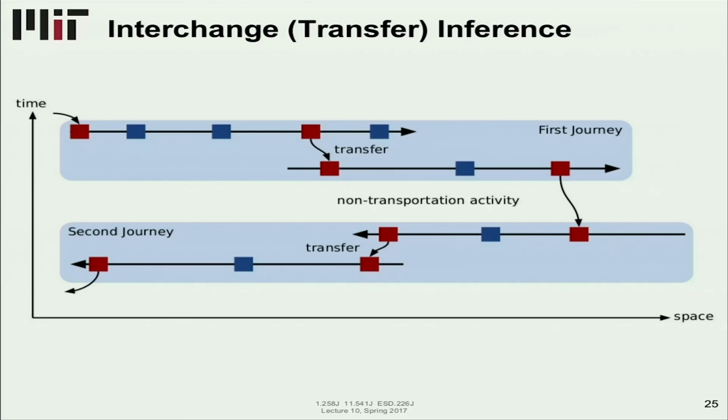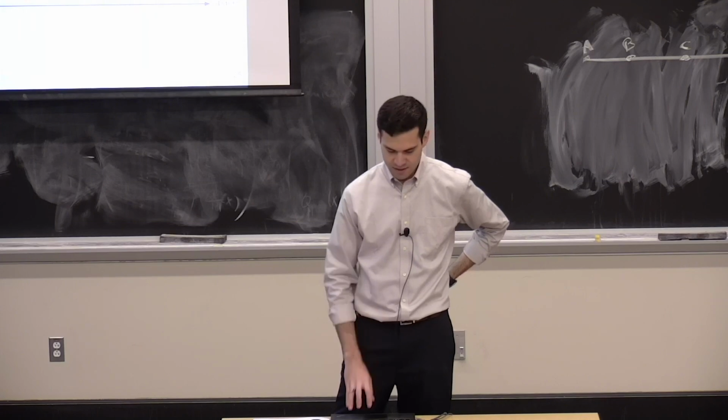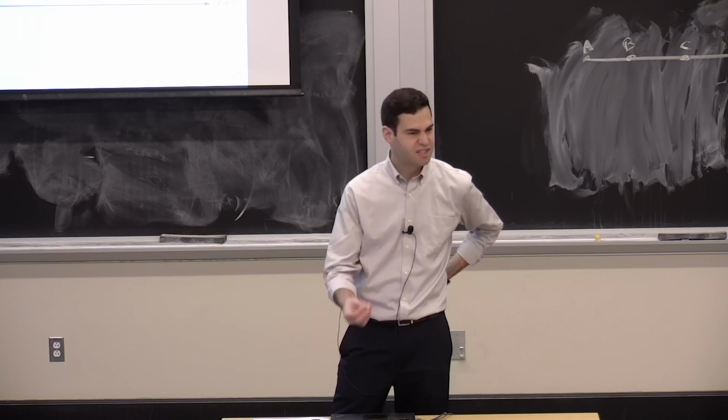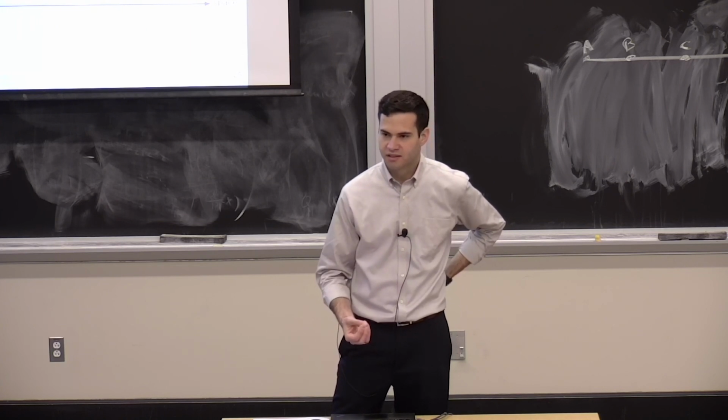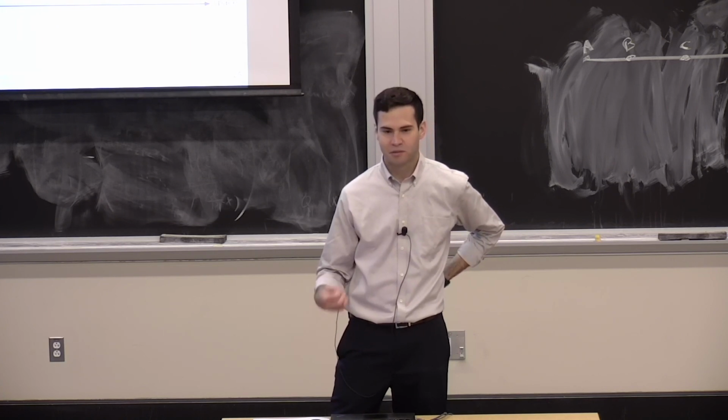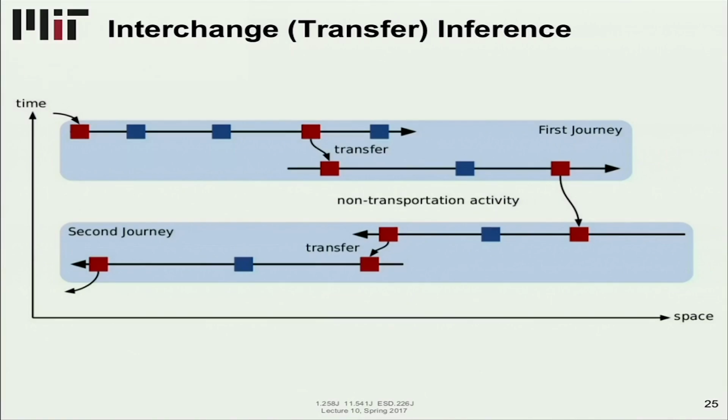The inference we want to make now is whether this first trip was connected to the second with a transfer, or whether in fact the person was doing something else in between those two trips, and this was the actual intended destination of that passenger. And that's an important question for the reasons we talked about earlier.